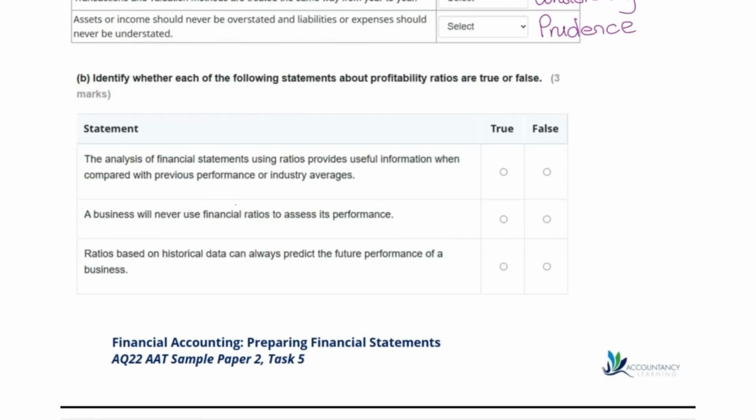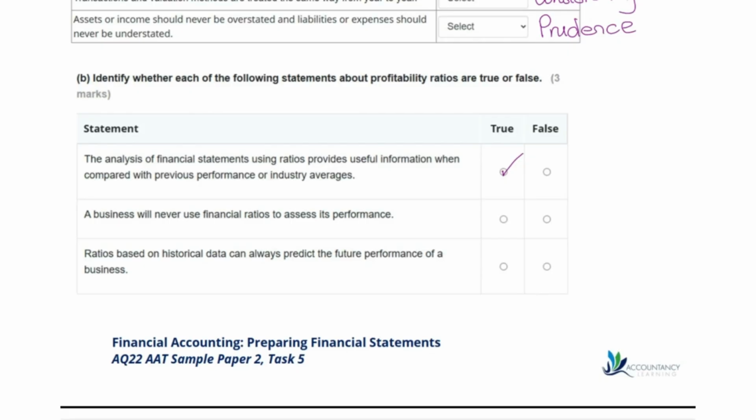Part B. The analysis of financial statements using ratios provides useful information when compared with previous performance or industry averages. So we need to identify whether these are true or false. So the first one then is true. So when we are using analysis of financial statements, having a comparison between either previous performance, industry averages, time ranges, etc., is useful information to help with decision making.